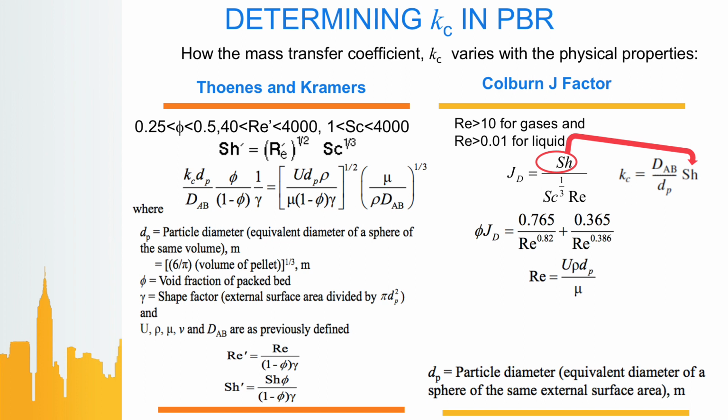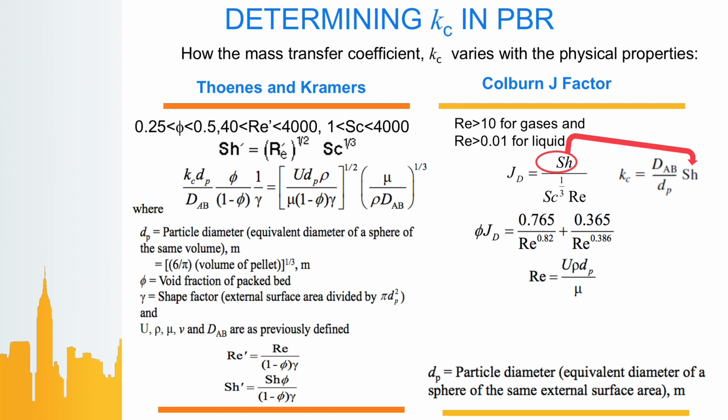If let's say your phi, which is the void fraction of the packed bed, is between 0.25 to 0.5, and your Schmidt number is between 1 to 4,000, and finally your Reynolds number prime is between 40 to 4,000, then you can use Thoenes and Kramers to calculate your Kc. If the value is not within the range of these three parameters, which are phi, Reynolds number prime, and Schmidt, then you have to use the Colburn J factor.